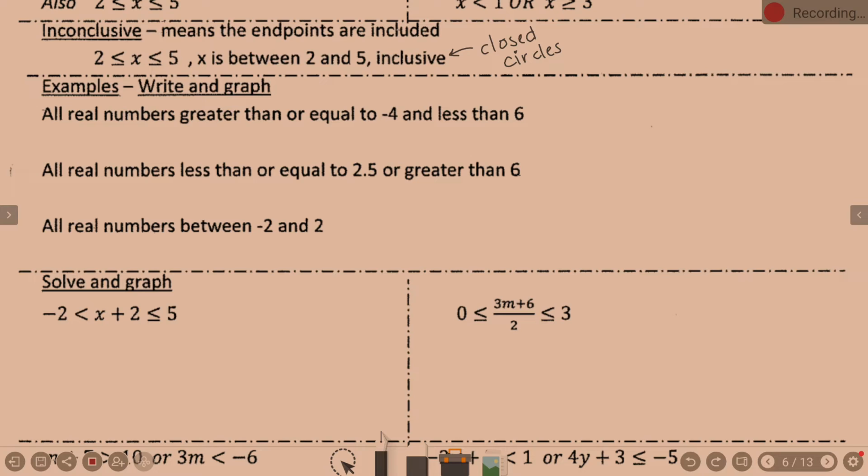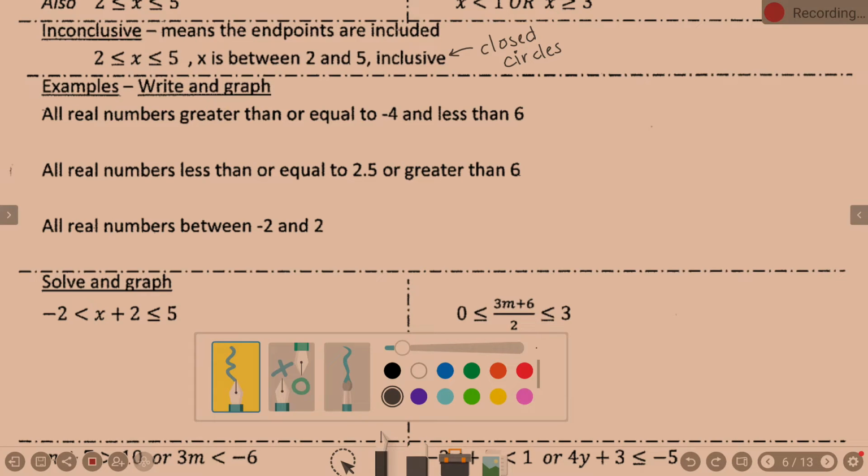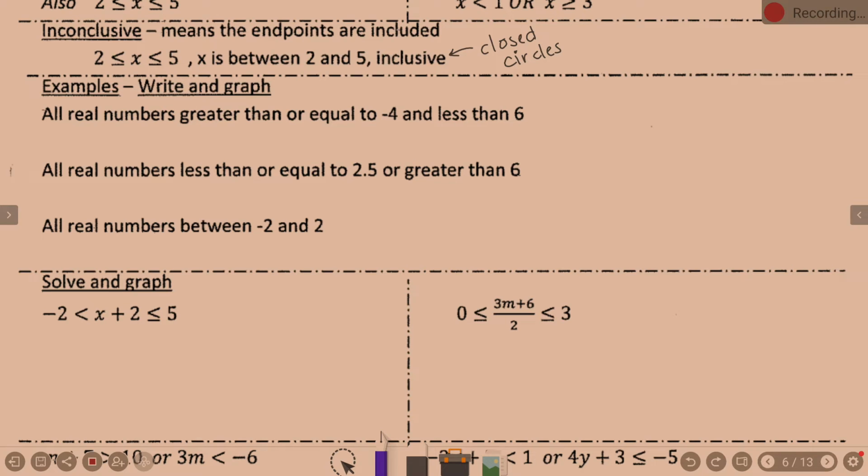So, all real numbers greater than or equal to -4. How do I write that? Pick a variable. What letter do you want to use? X. Okay, you pick your letter. Now, how do I write this? Not equals. X is greater than or equal to -4 for that first piece.